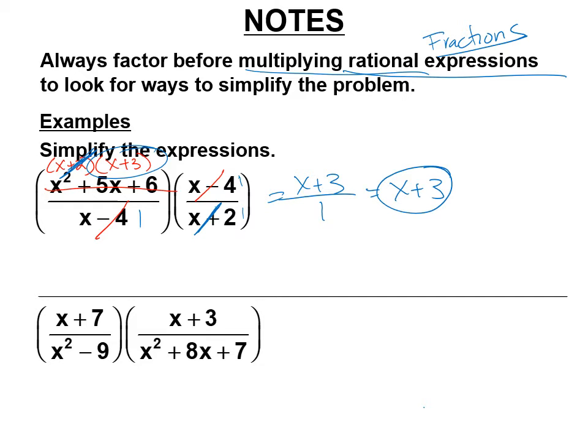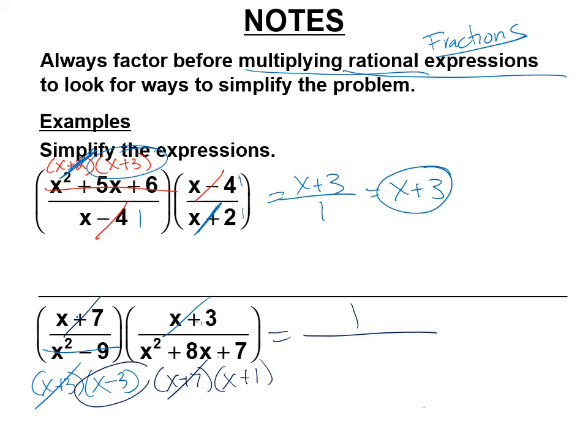Okay, so I'm looking for an x plus 3. Let's see if I can get one right here. x plus 3, that's x plus 3. I'm crossing that out, x minus 3. So those cancel. I'm looking for an x plus 7 over on this side. It doesn't have to be cross-cancel, by the way. Let's see that. So is there an x plus 7 times an x plus 1 here? Yes. So nothing's left on the top. On the bottom is x minus 3 times x plus 1. That's it. We've simplified that multiplication of fractions.